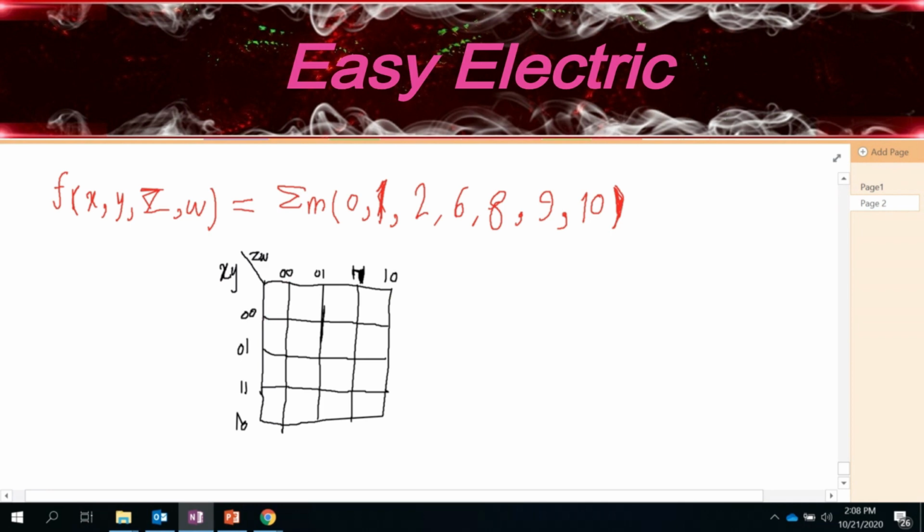Each of these squares should be a specific minterm. You just take a look at the value that you have for that square. For this one, xy is 0, 0, zw is 0, 0, so it should be minterm 0. Similarly, this should be 1, this should be 3, this should be 2. Same, this should be 4, this should be 12, and this should be 8. This should be 5, this should be 13, this should be 9.